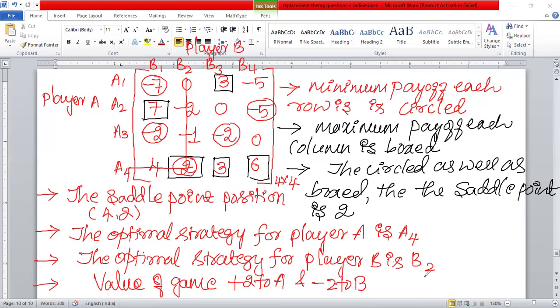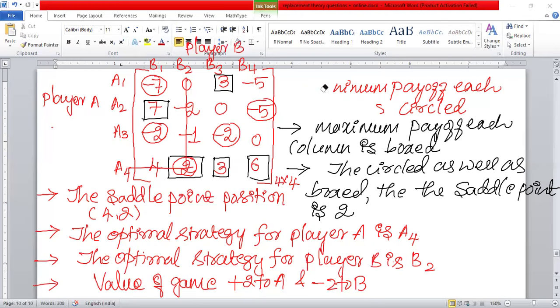Why are we writing like that? That is the game theory principle. Finally, we write value of game is 2. You are supposed to explain who won the game: player A won the game, player B lost the game. According to this problem, we have a circle as well as box positive number. Definitely plus is nothing but gain, minus is nothing but loss. So value of game is plus 2 to A, minus 2 to B. That means player A won the game and player B lost the game.